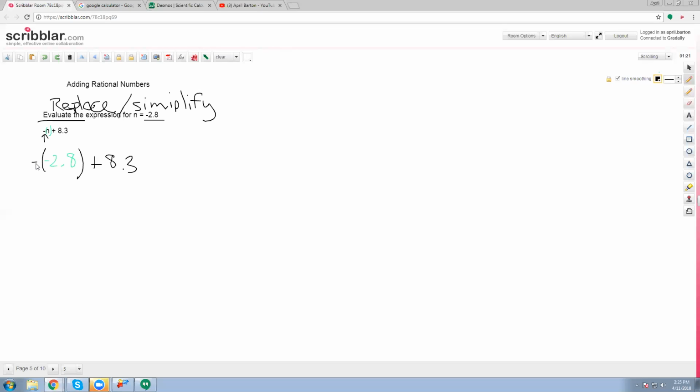So does anyone know what a negative next to a negative is? Yep, John was ahead of me. Negative next to a negative is a positive. This is really the same as 2.8 plus the 8.3. And then you just add.